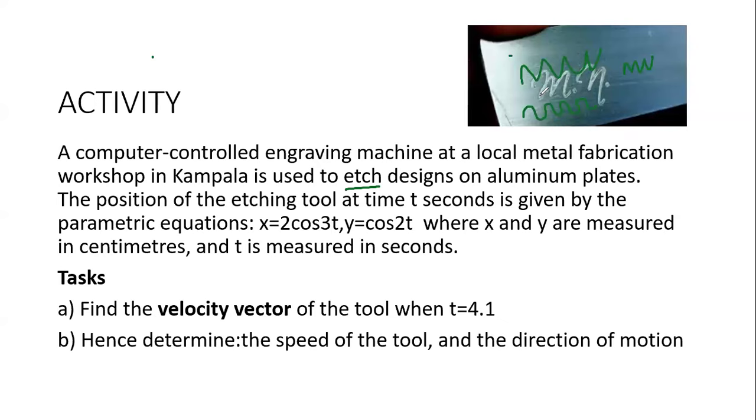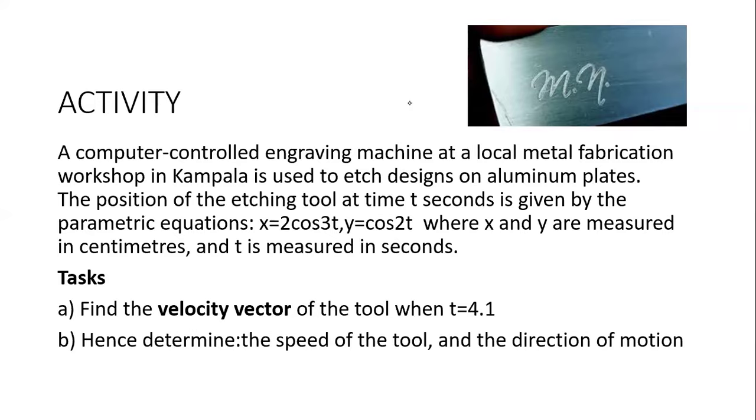And now that's where we are getting that. When they are designing those names, they form those kind of curves. So we are going to start here. Now, when you look at our scenario, they are telling us that a machine at a fabrication workshop is trying to design something on a plate.